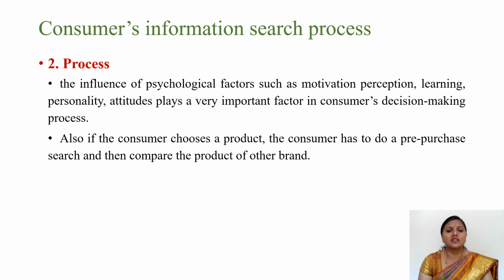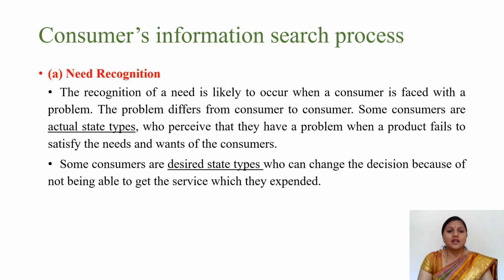If the consumer chooses a product, the consumer has to do a pre-purchase search and then compare the product with other brands. The consumer's information search process, that is the second step itself, consists of several steps again. First one is need recognition. The need recognition will occur when the consumer is faced with a problem. The problem differs from consumer to consumer.